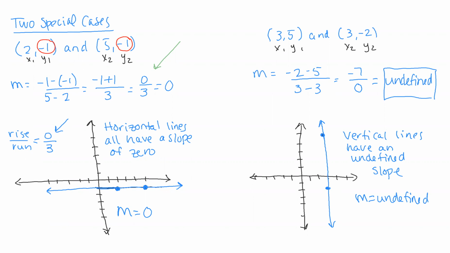And what I would like for you to notice about this is the x's are the same. And when the x's are the same, if you get down here to this denominator of the fraction, when you subtract those x's, you're going to get that 0. The 0 tells us the slope is undefined. That automatically should tell you you're dealing with a vertical line.